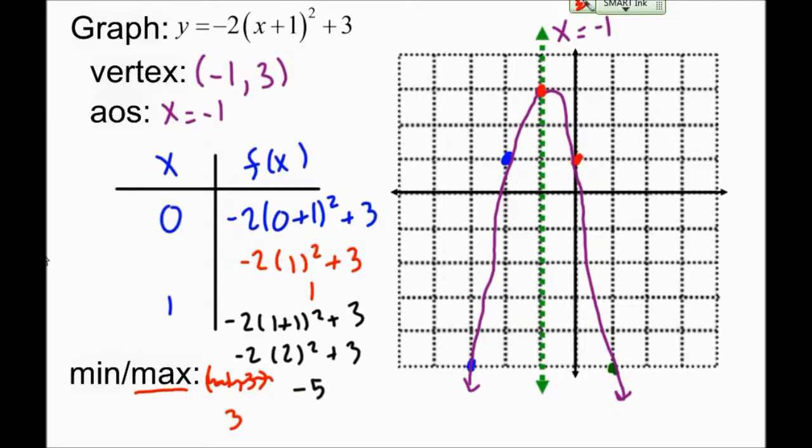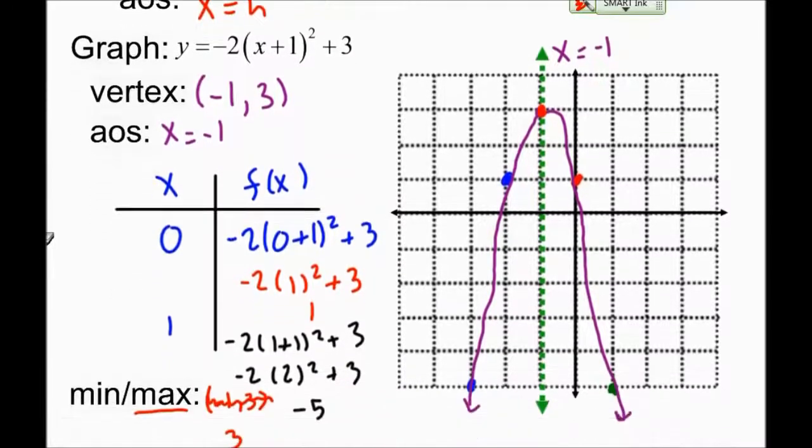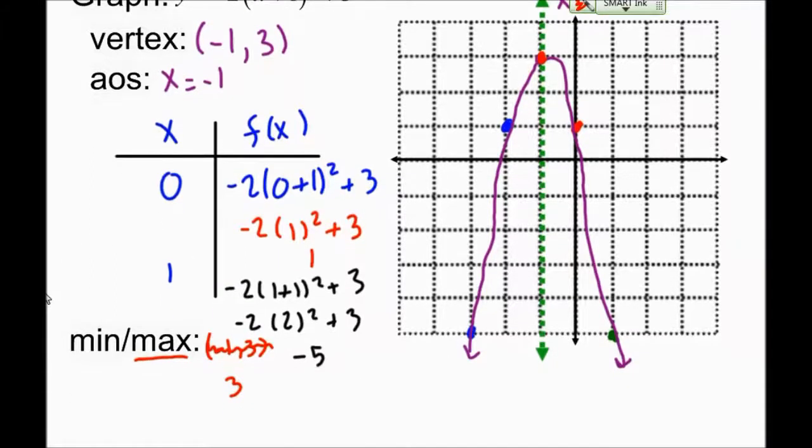So that's how you graph a parabola given in vertex form. Find the vertex and axis of symmetry, draw them, pick 2 x coordinates on the right, plug them in, then reflect across the axis of symmetry, connect them, and make as smooth a curve as possible. As you can see, mine's not that smooth. Hopefully you can make one a little smoother on paper. And then determine your minimum and maximum. That might be an extra question after graphing.